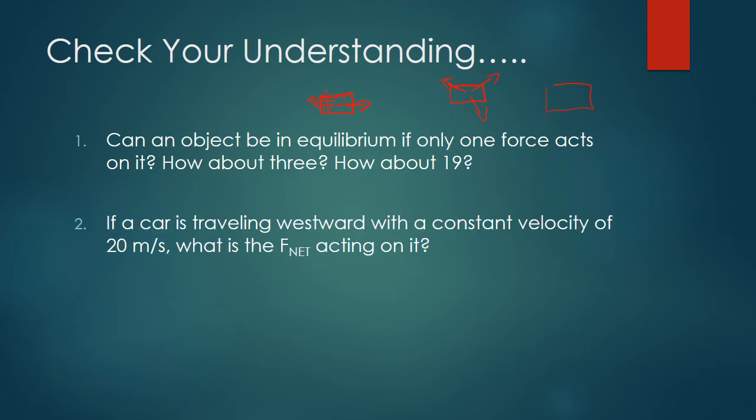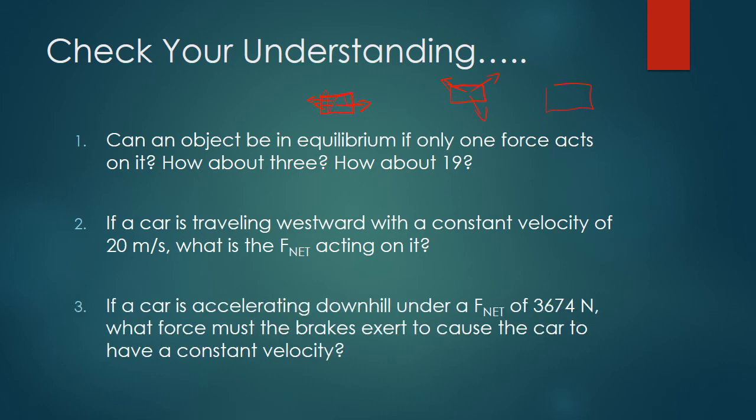Why don't you come up with an answer for this one? If a car is traveling westward at a constant velocity of 20 meters per second, what is the net force acting upon that car? So the key here is it says constant velocity. The car's traveling at a constant velocity. Constant velocity means no net forces. You only have a net force if you have acceleration.